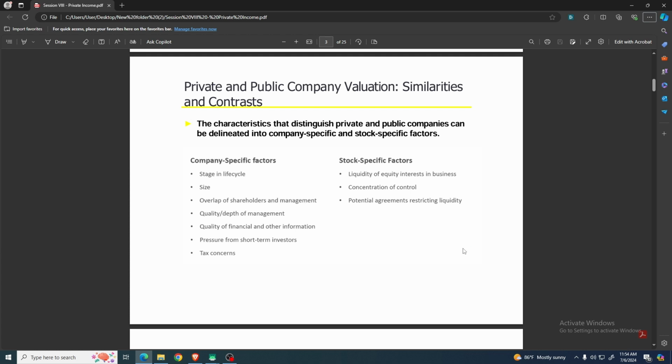And then we have the overlap of shareholders and management. In private companies, there is often significant overlap between shareholders and management, which I just spoke about when we were discussing real life private companies. This can streamline decision making, but also introduce potential conflicts of interest. For example, if we consider a family-owned business where family members are both major shareholders and managers, this setup can lead to a unified vision and strategies, but at the same time might also result in decisions that favor family interest over the external shareholders.